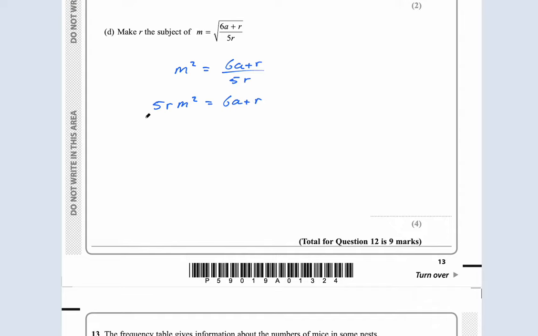Then get my r's on the left. So I have 5rm squared minus r equals 6a. Then to get r on its own, yes, I'm aware I say r strangely to some people, but this is how we say it in Ireland. Take out the r, so I'm going to factorize r, and it gives me 5m squared minus 1. So this is the tricky bit. I take out the r, I factorize it out, and then I can get r on its own. So r is equal to 6a over 5m squared minus 1, and that is the answer.